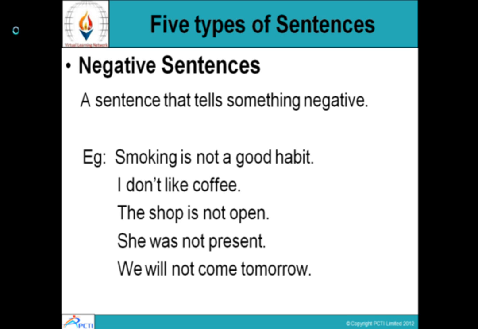The shop is not open. She was not present. We will not come tomorrow. Again, will is the helping verb here. So, not is immediately after will and before come. So, please remember, to change a sentence into negative, we need to add not after the helping verb but before the main verb.